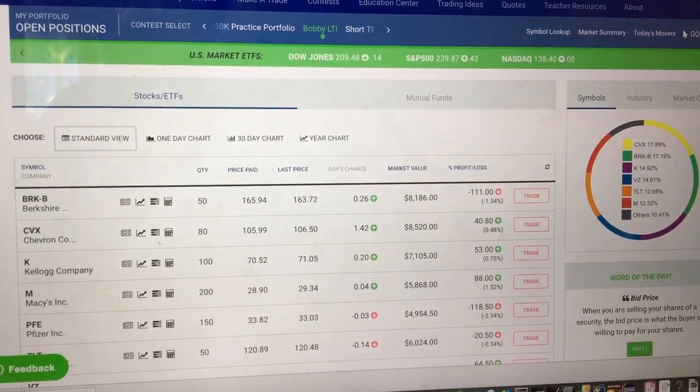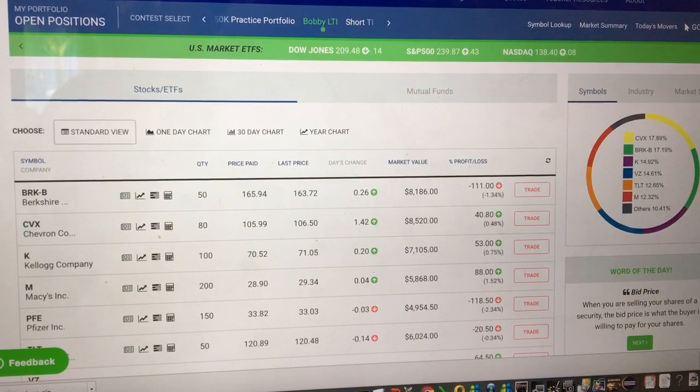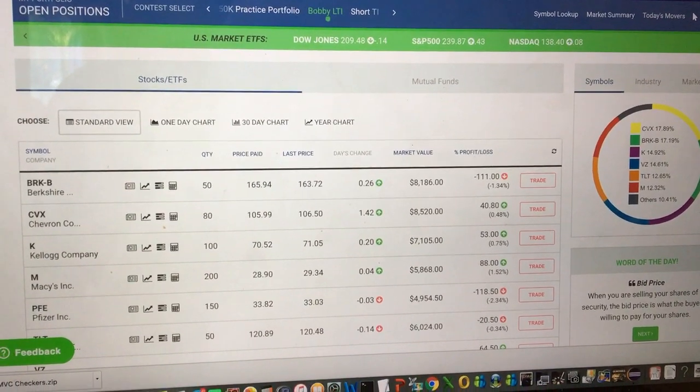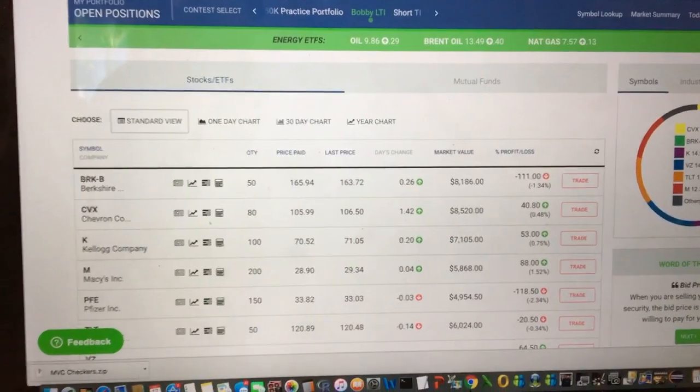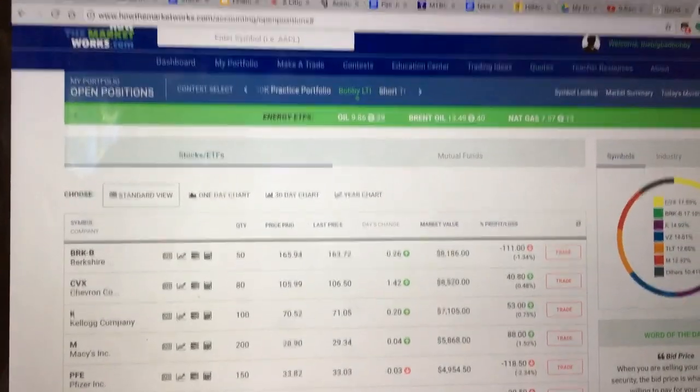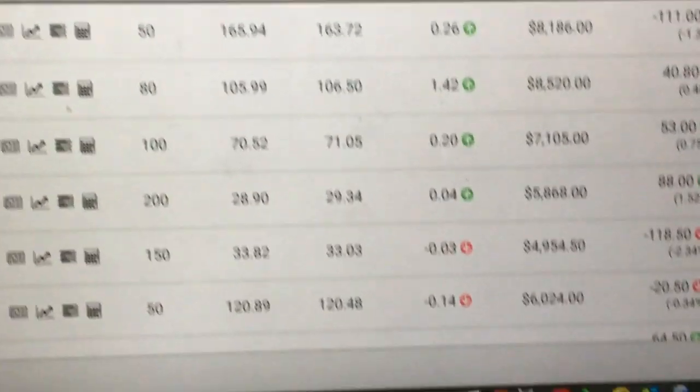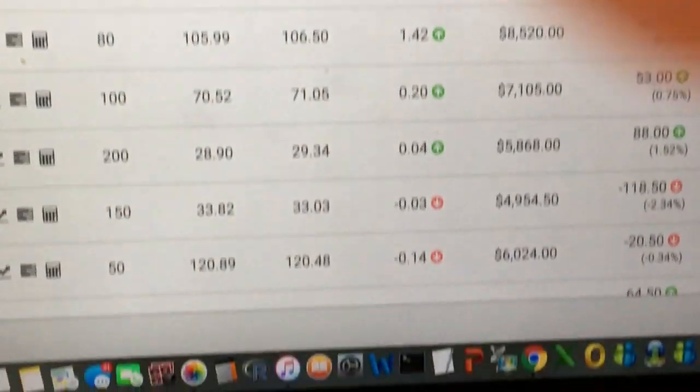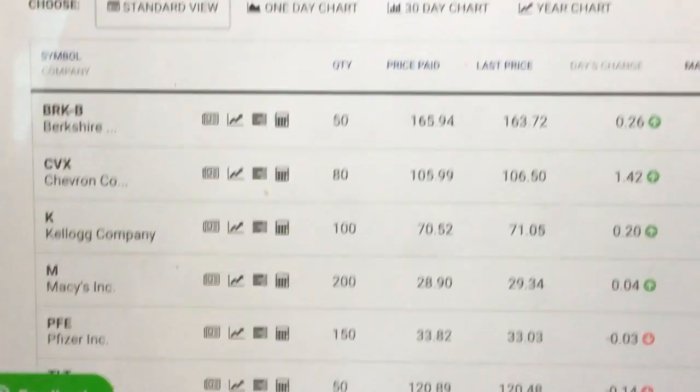This is an update for the last day of the project. And so in the experiment, as you can see, I still have the same stocks I bought before in the diversified long-term portfolio.